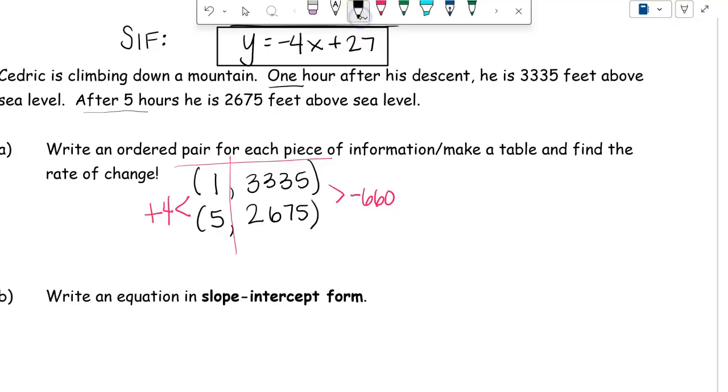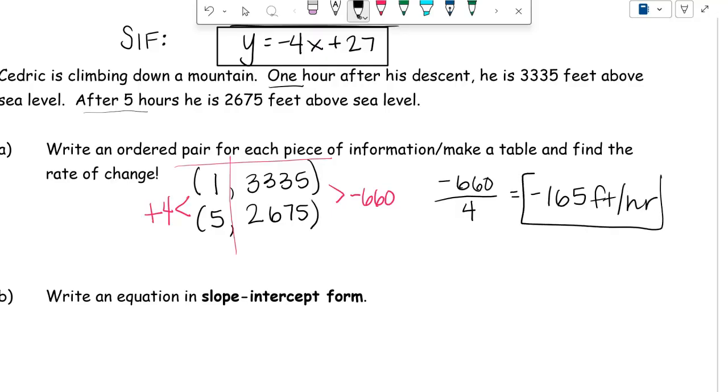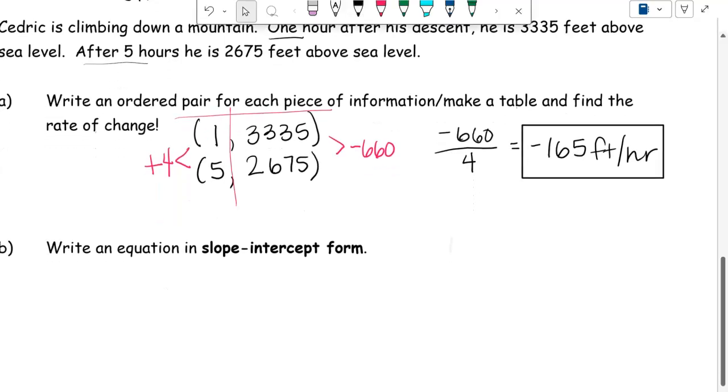Now, if you remember back when we talked about slope, our slope is y over x, so our change in y is negative 660, and we put that over x, which is 4. When we simplify, that gives us negative 165 feet per hour. Don't forget your units, especially if it's a word problem. So we found our ordered pairs, we made a table, and we found the rate of change.